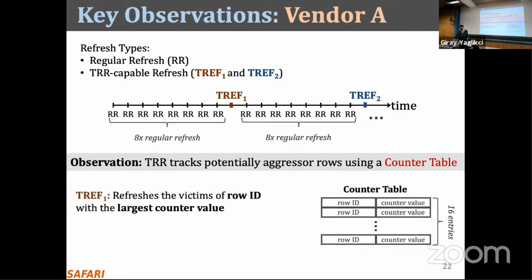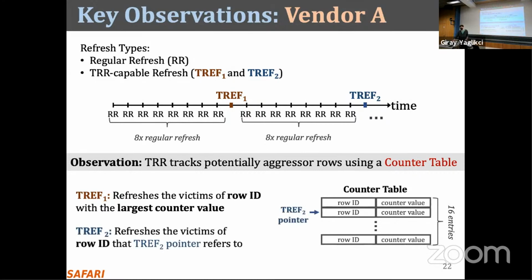When performing TRF1, the TR mechanism refreshes the neighbor rows of the row ID that corresponds to the largest value in the table. On the other hand, TRF2 uses a pointer that indicates the row ID from the table to refresh its neighbors. After performing one TRF2 operation, the TRF2 pointer advances to the next entry in the table in a circular manner. So it looks very similar to how periodic refresh happens, right? We iterate over every row in DRAM one by one, and here it is iterating over this table and selecting one aggressor row to refresh its neighbors.